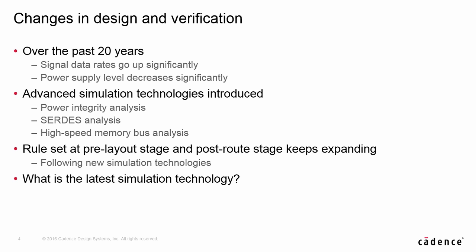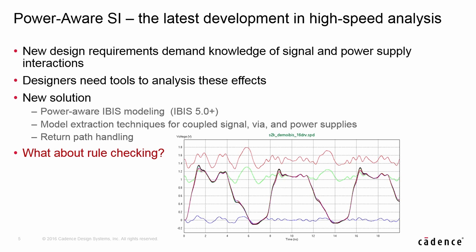Over the past 20 years, as technology advances, signal rate goes up and the power supply level goes down, and new simulation methodologies were introduced like PI analysis, SerDes analysis, and high-speed memory bus simulations. More rules are introduced. For example, decoupling capacitor displacement rules for PI application and differential signal rules for serial link designs. With smaller noise margin on signal and power supply, designs today require simulation result of signal and power interactions. The new simulation technology is supported by power-aware IBIS modeling, signal power extraction, and return path handling.